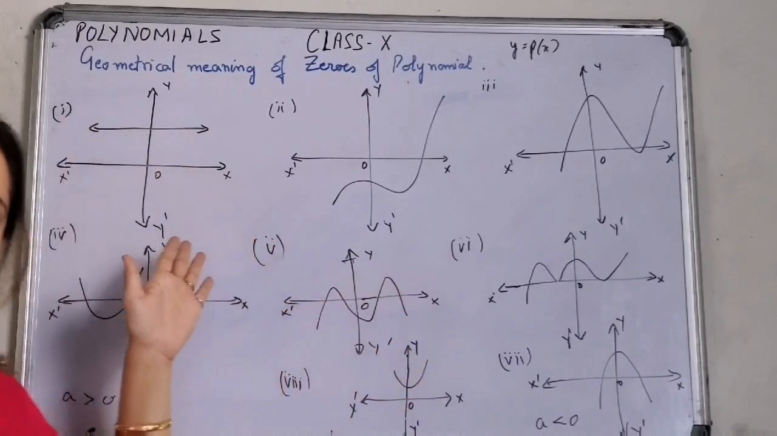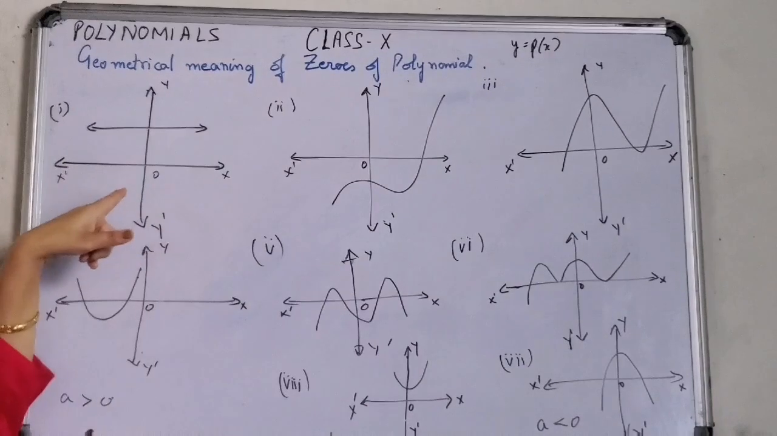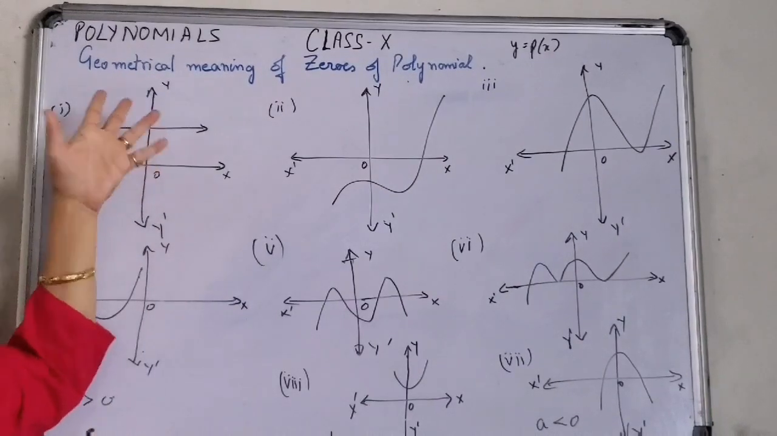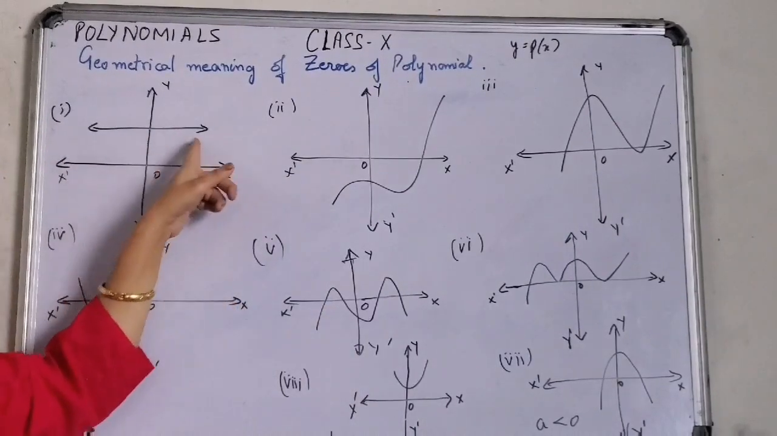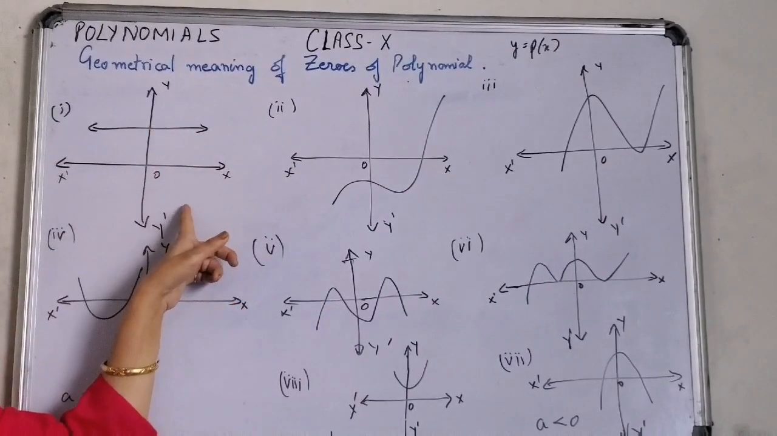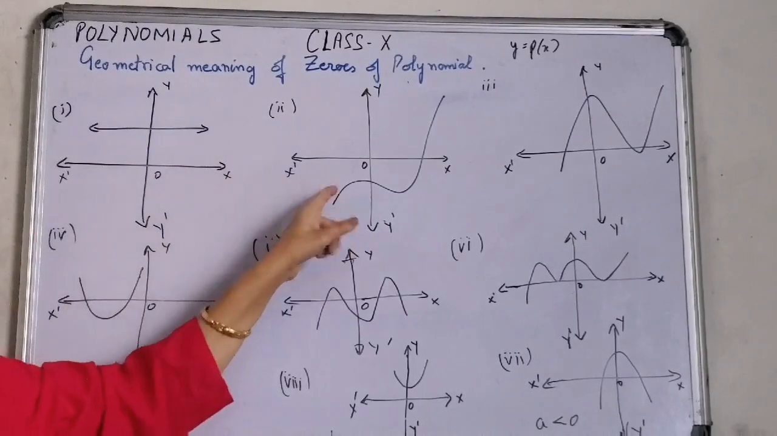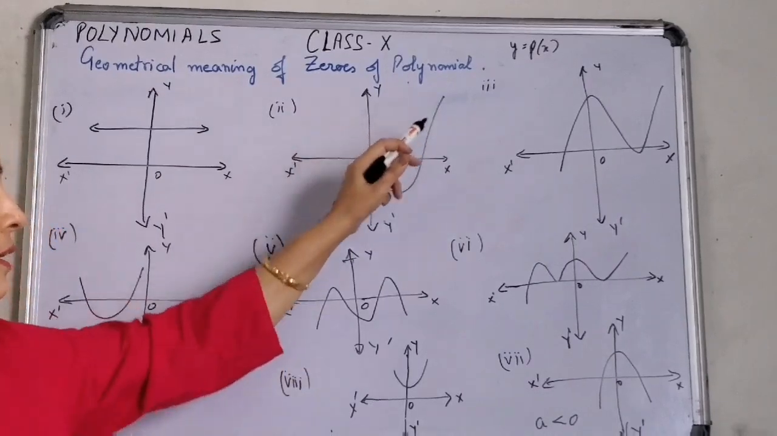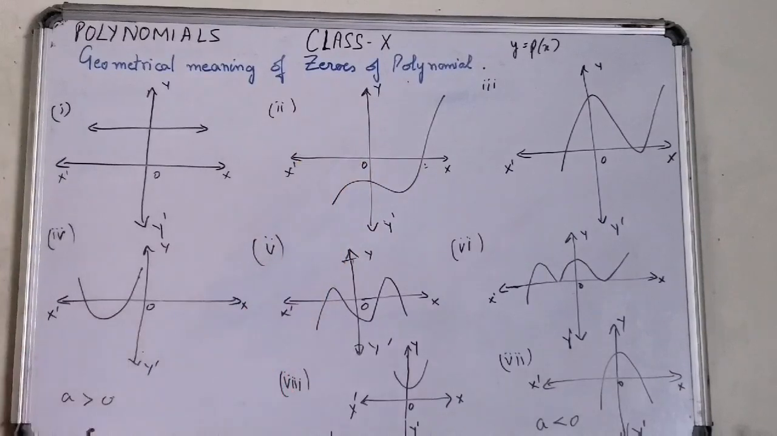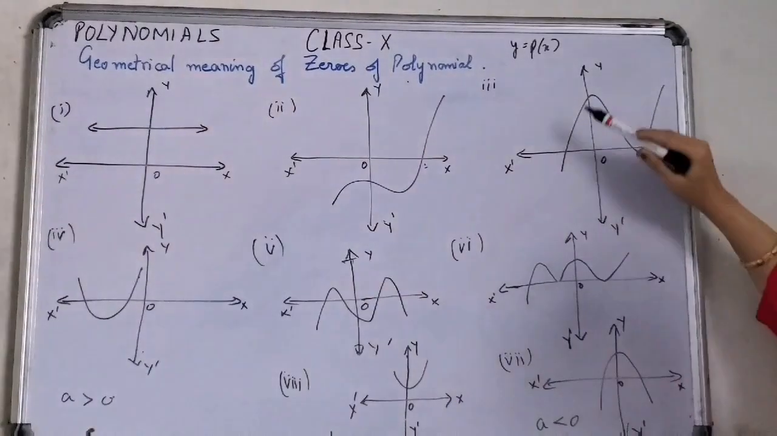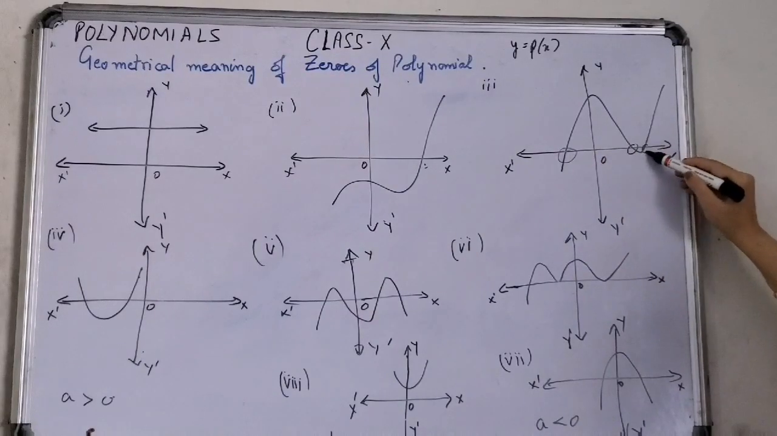So now look at the first one. It is a linear graph, but it is not intersecting the x-axis anywhere. It is intersecting the y-axis, but it's meaningless to us if we have to find the number of zeros. So since this line is not intersecting the x-axis at any point, the number of zeros is 0, the numeric 0. Come up to the second one. In the second one, the graph is intersecting the x-axis at only one point. So there is only 1 zero. In the third one, the graph is intersecting the x-axis at 3 points. So it has 3 zeros.